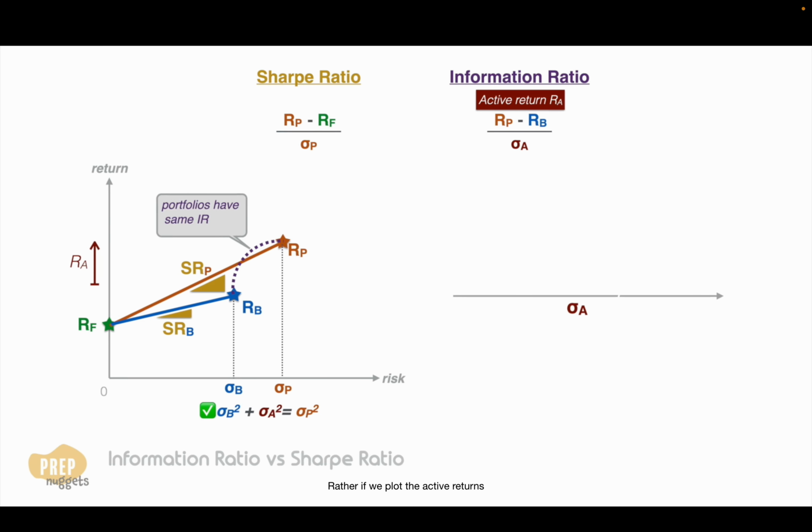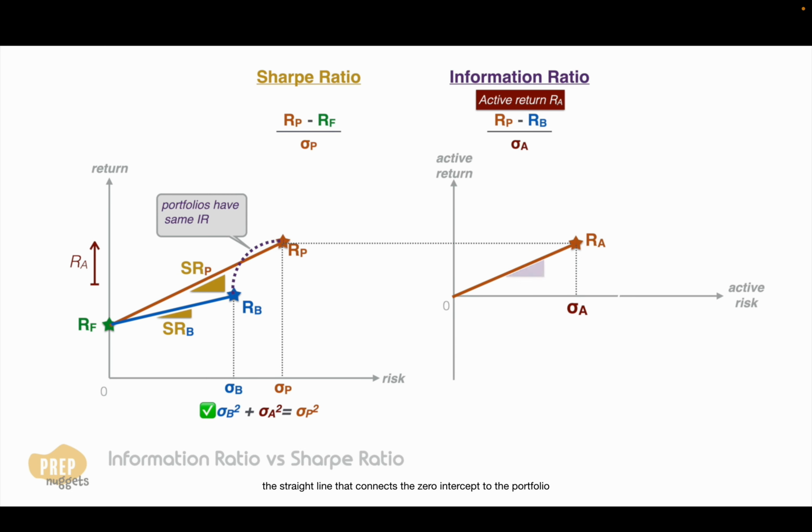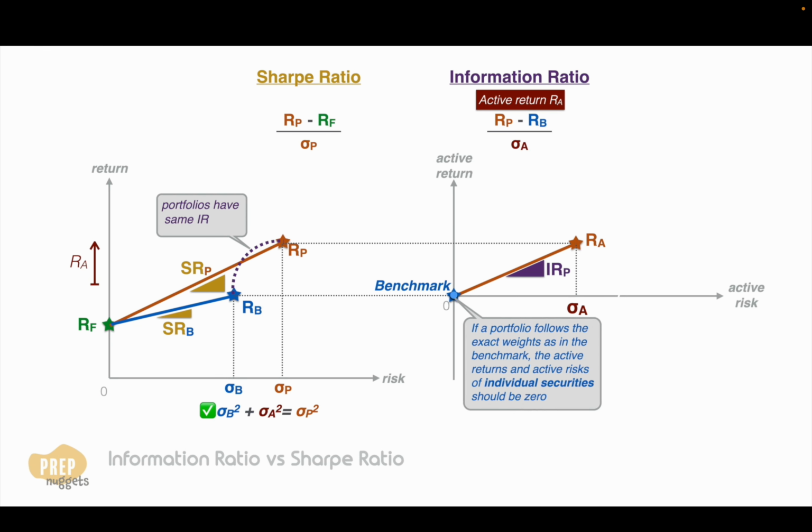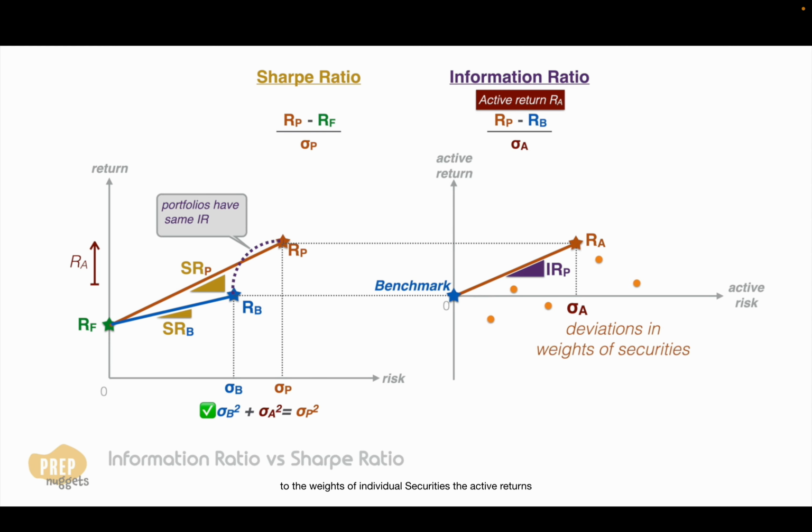Rather, if we plot the active returns against active risk on its own, the slope of the straight line that connects the zero intercept to the portfolio return is the information ratio. The benchmark portfolio should plot here, as it has zero active return and zero active risk. If a portfolio follows the exact weights as in the benchmark, the active returns and active risks should also be zero. However, as deviations are made to the weights of individual securities, the active returns and active risk of individual securities become non-zero.